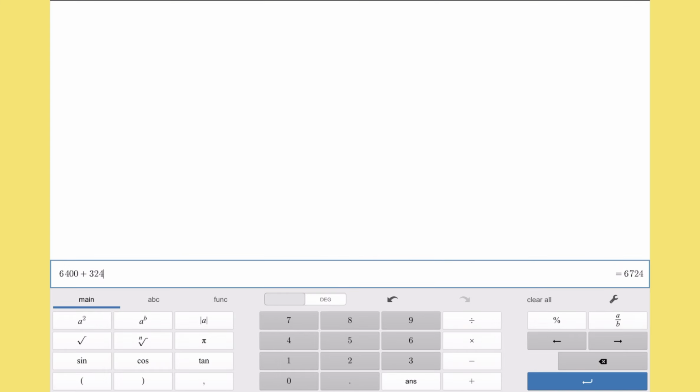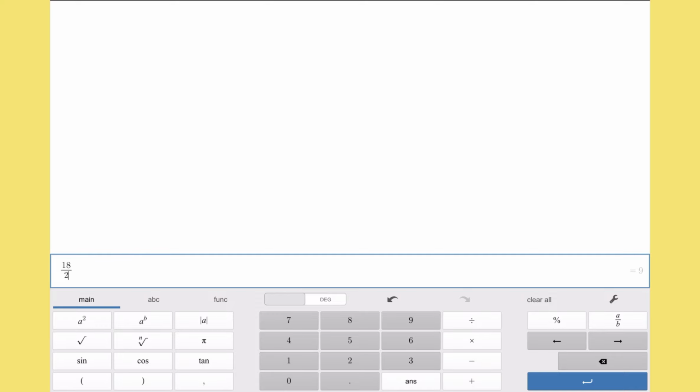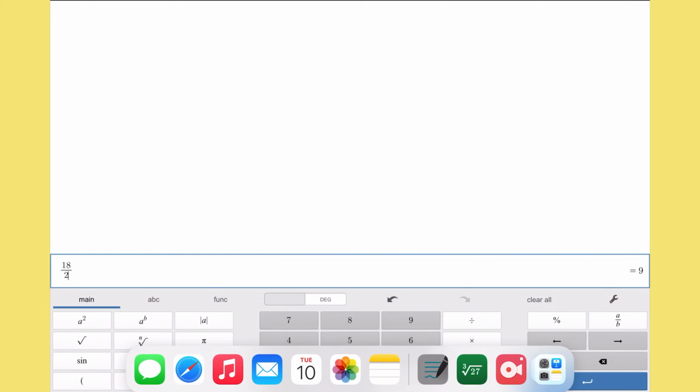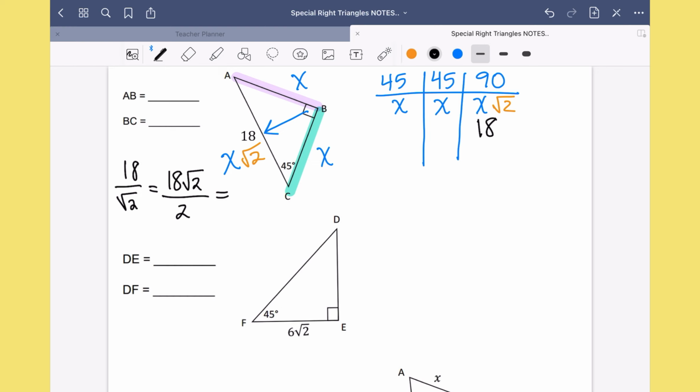I'll show you. 18 divided by 2. 9. So my answer is 9 square roots of 2. And that is the length of my legs. 9 square root of 2, 9 square root of 2. Okay? So this one was a little different.